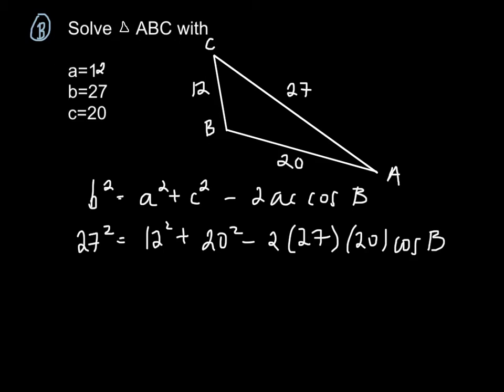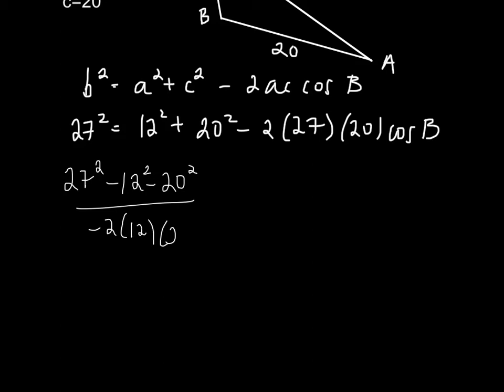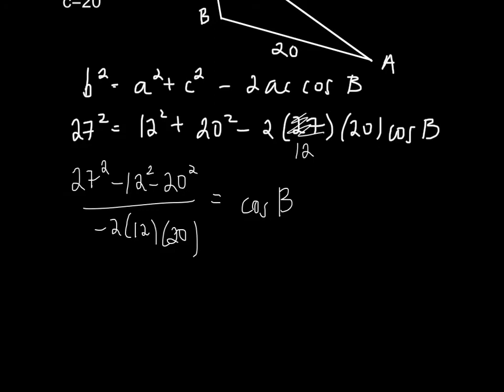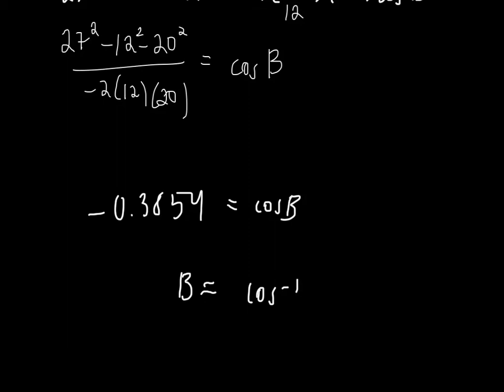So plugging in our values, we can solve for the angle B. We're going to put everything else on one side. So we have 27 squared minus 12 squared minus 20 squared over negative 2 times 12 times 20 equal to cosine B. Next, we can plug this into our calculator and we get negative 0.3854, which is approximately cosine B. Then we take the inverse cosine of this to find B. This gives us 112.7 degrees as our angle measure.